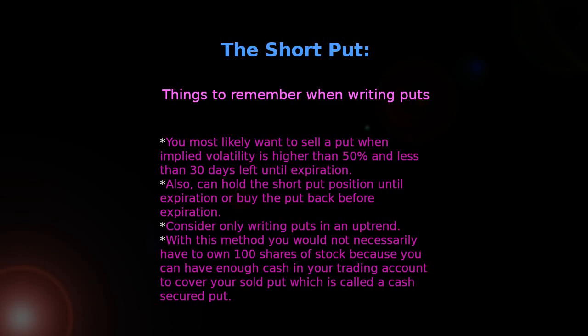Things to remember when writing puts. You most likely want to sell a put when implied volatility is higher than 50% and less than 30 days left until expiration. Also, you can hold the short put position until expiration or buy the put back before expiration. Consider only writing puts in an uptrend. With this method, you would not necessarily have to own 100 shares of stock because you can have enough cash in your trading account to cover your sold put, which is called a cash secured put.